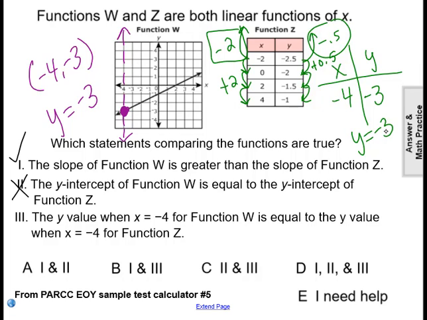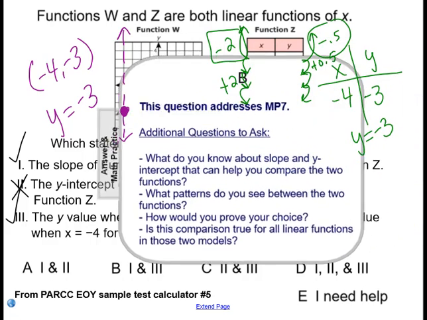It was also negative 3 when x equals negative 4 in the graph, so that makes the third statement true. That makes statements 1 and 3 true, which makes our answer choice B.